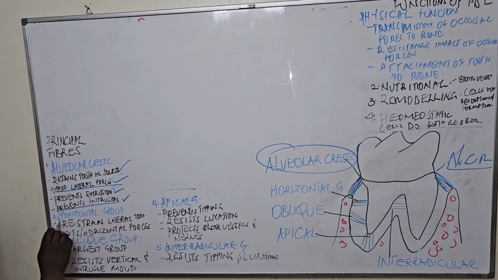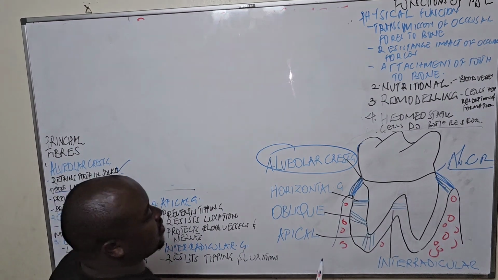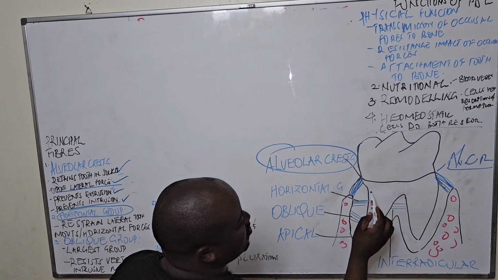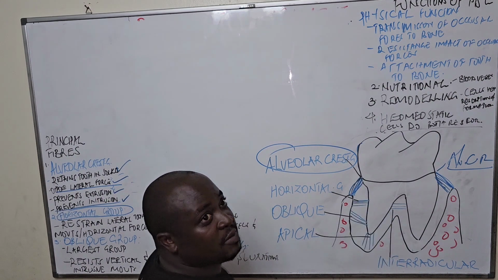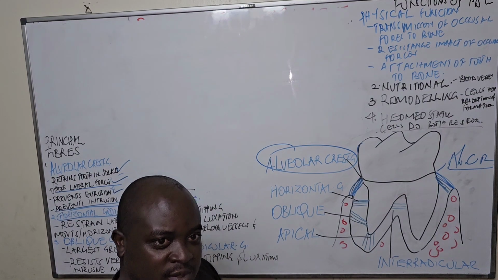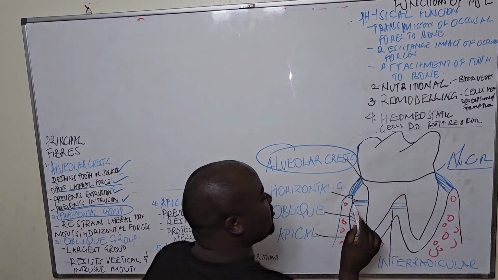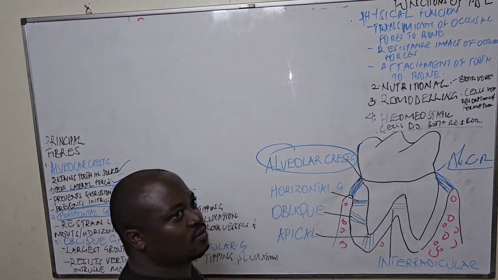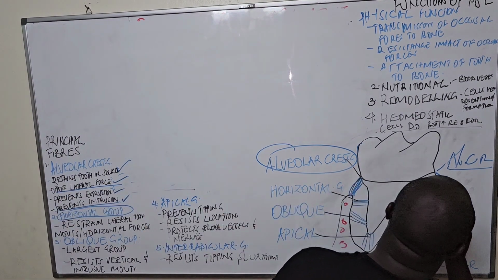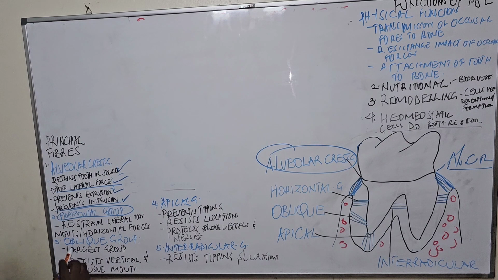We have the second group called the horizontal group. Of course, running from the alveolar bone to the cementum or to the tooth. Of course, you shall remember that the root of the tooth is covered by the cementum. So I can say from alveolar bone to cementum, or from the alveolar bone to the tooth. Even this side we have the horizontal, just below the alveolar crest group.